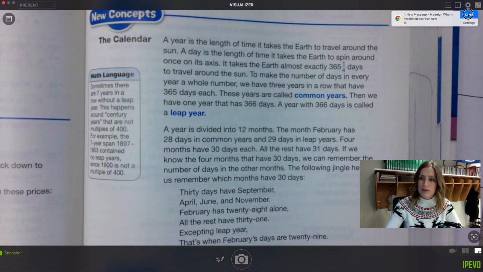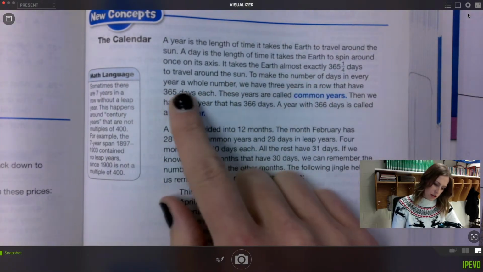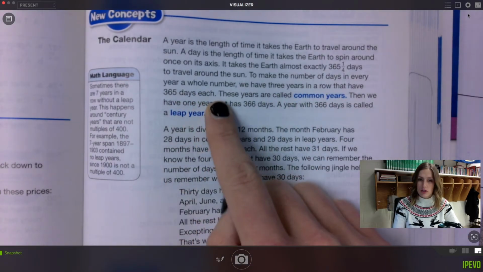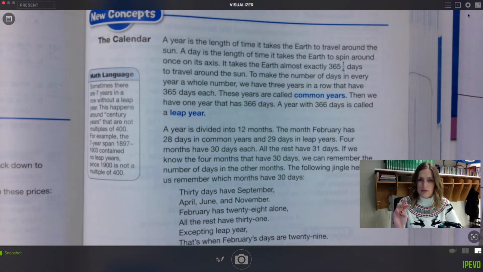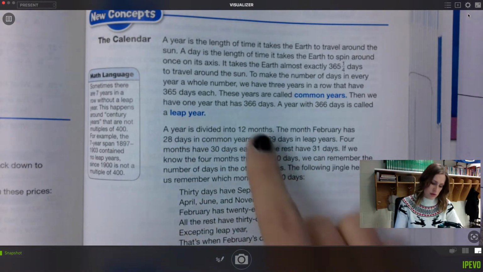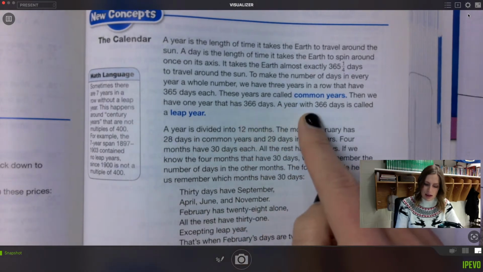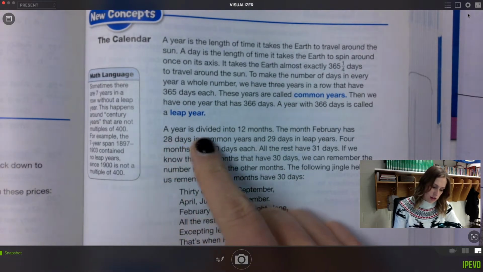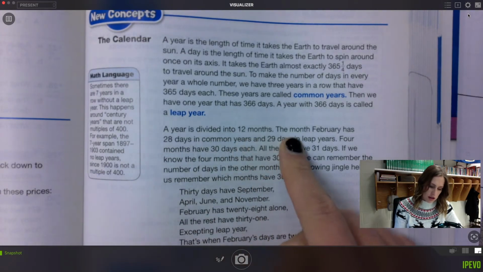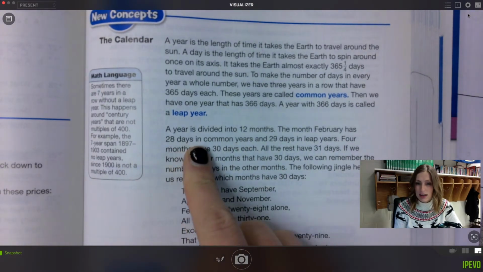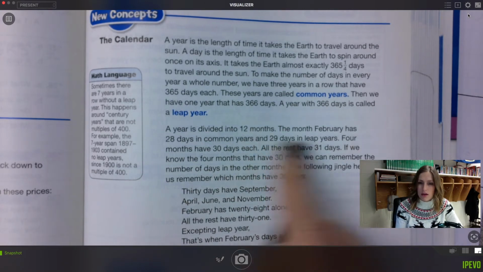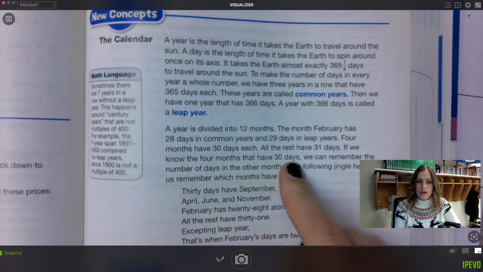To make the number of days in every year a whole number, we have 3 years in a row that have 365 days each. Okay, so 365, 365, 365. Those are all common years. Then the 4th year has 366 days. And a year with 366 days is called a leap year. All right? So a year is divided into 12 months. The month February has 28 days in the common year and 29 days in leap years. 4 months have 30 days and all the rest have 31.